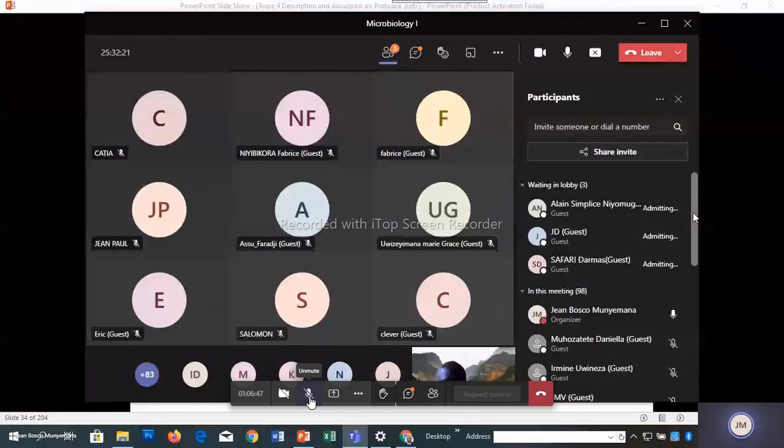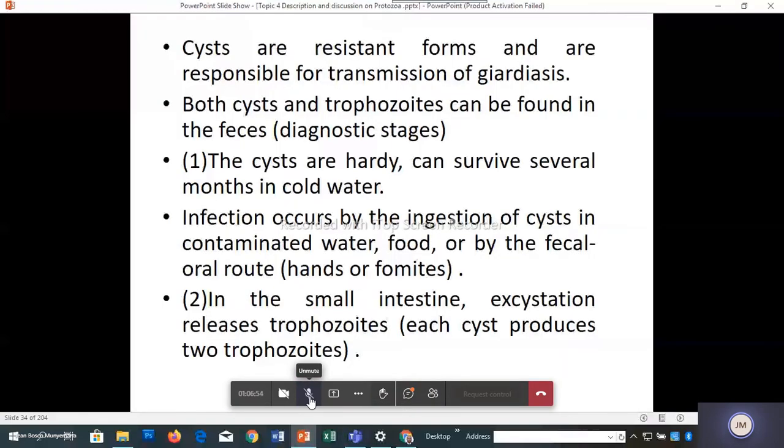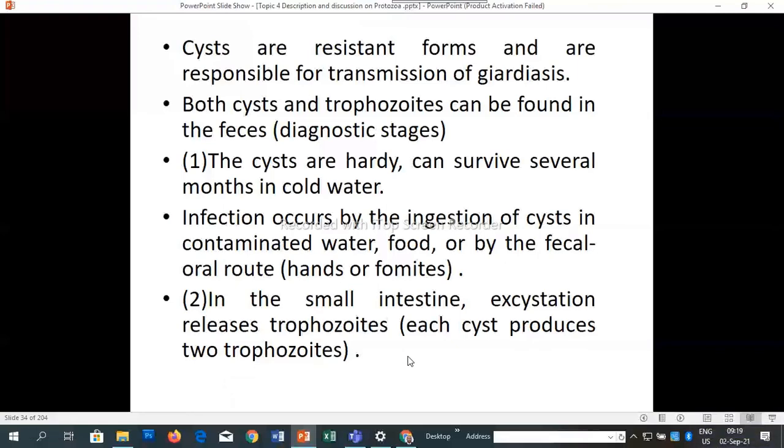So the cysts are the resistant form and are responsible for transmission of giardiasis. Both cysts and trophozoites can be found in the feces. They are diagnostic stages of giardiasis. Cysts are hard, can survive several months in the environment, and infection occurs by ingestion of cysts in contaminated water, food, or by the fecal-oral route, like hands and fomites or materials. In the small intestine, excystation will release trophozoites, and each cyst can produce around 2 active trophozoites.